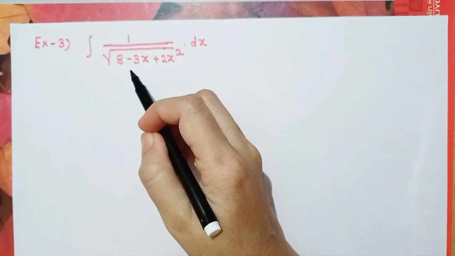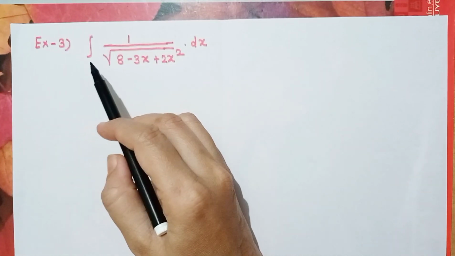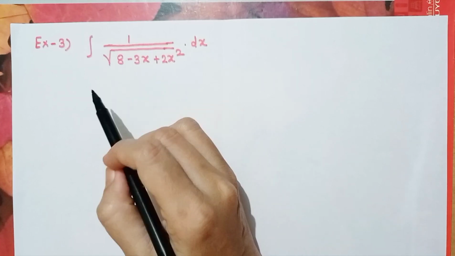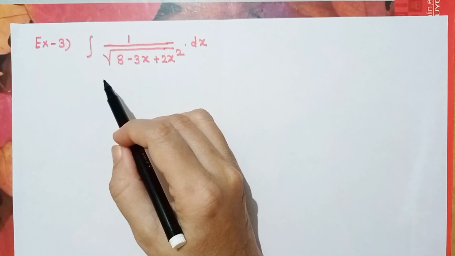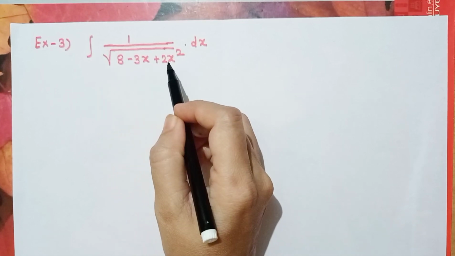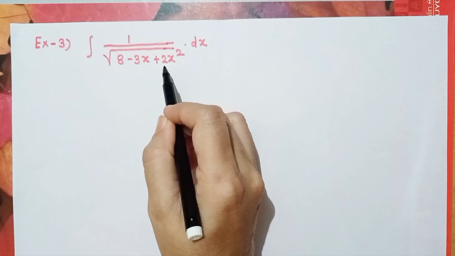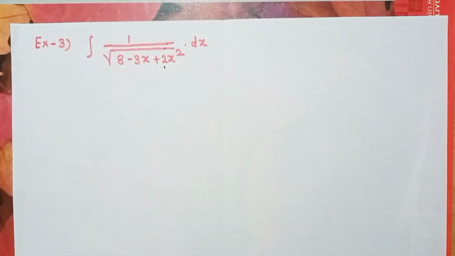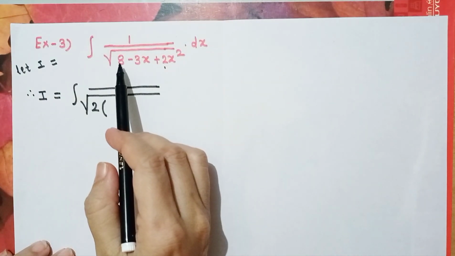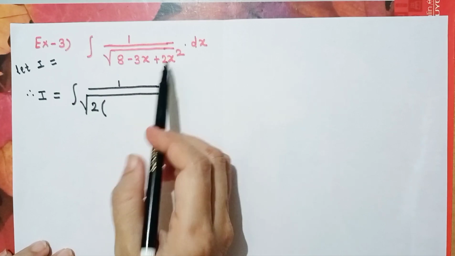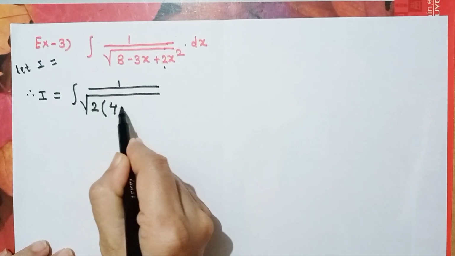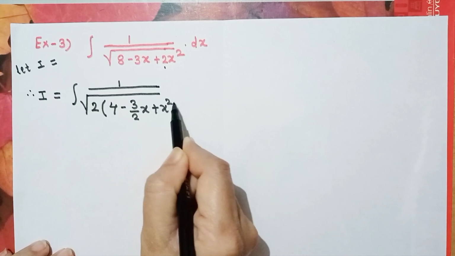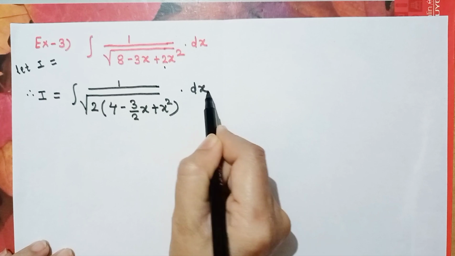This is our third example, and check now, this is in the form 1 upon root ax square plus bx plus c. That means this is of the second type. So here also our first step is to make the coefficient of x square 1. So we will take these 2 common from these 3 terms. So inside now we will divide these terms by 2. So here 4, here minus 3 by 2x plus x square, and here we will write dx.